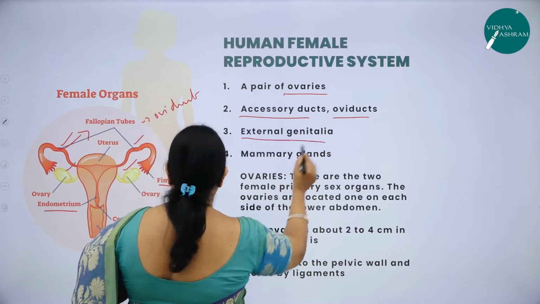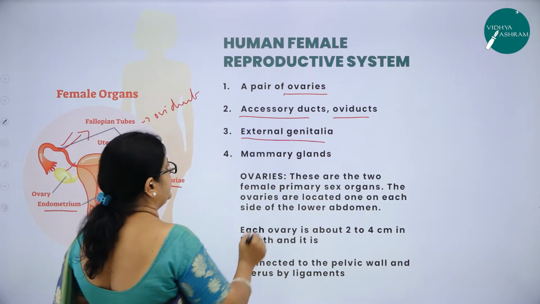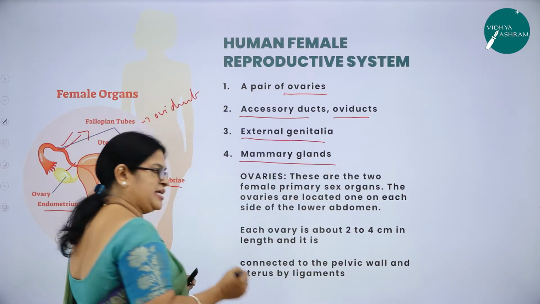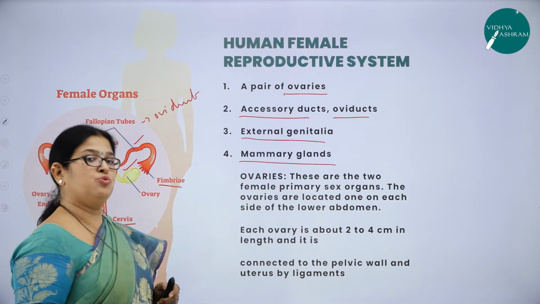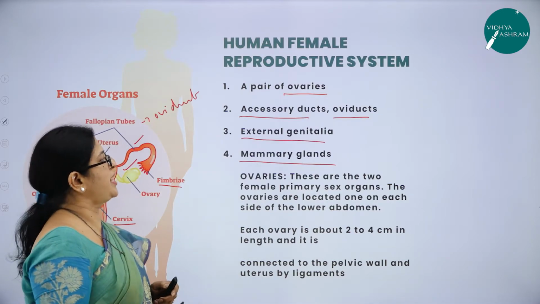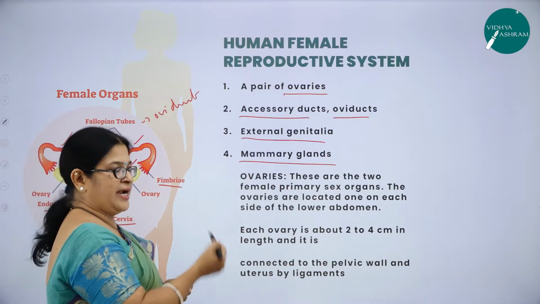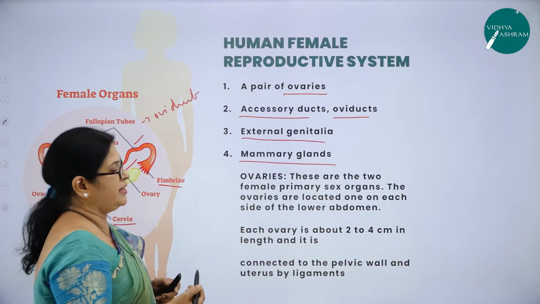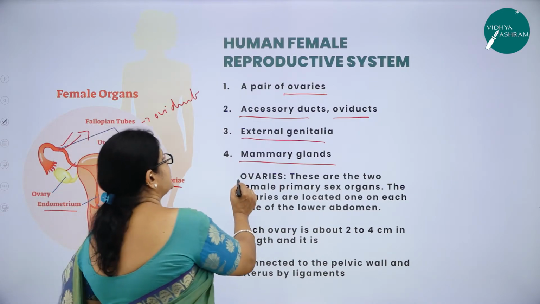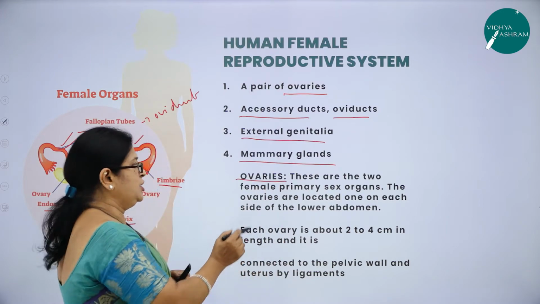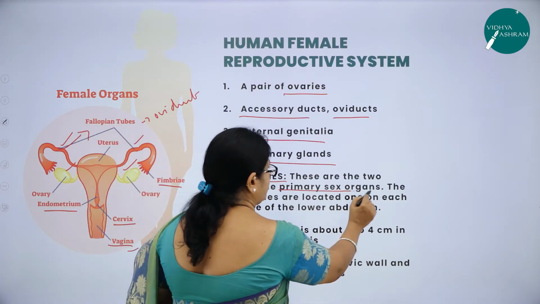Then external genitalia, that is the vagina, and mammary glands. I'll explain in the coming slide what role the mammary glands have to play and how they help the female in reproduction. Then, as I said, the ovaries are the two female primary sex organs.